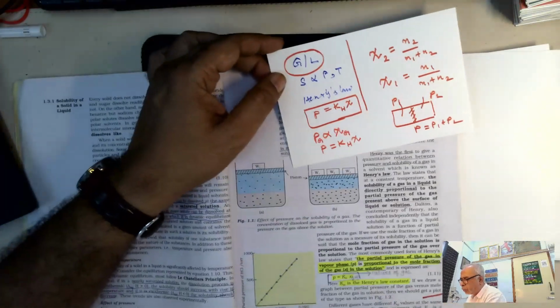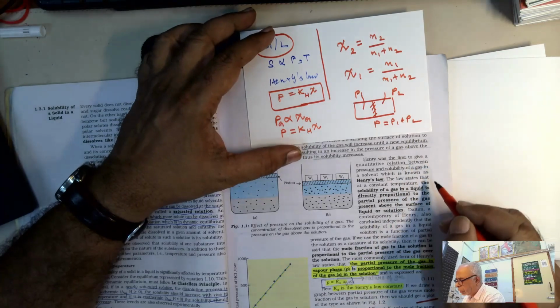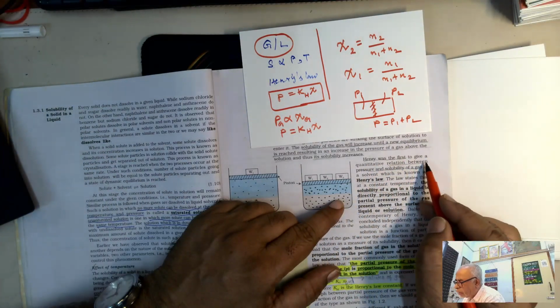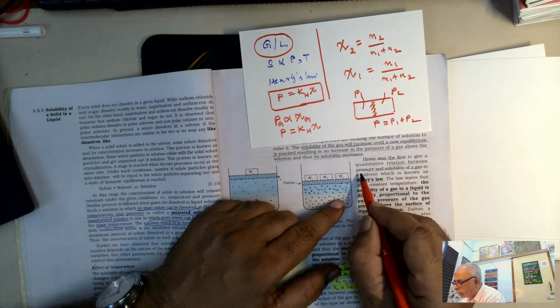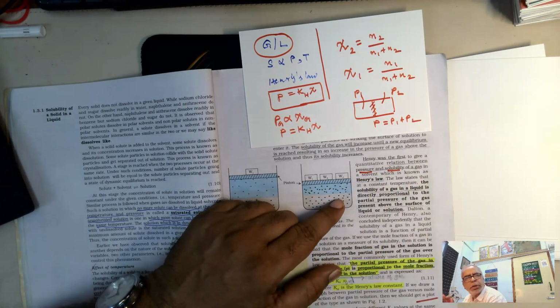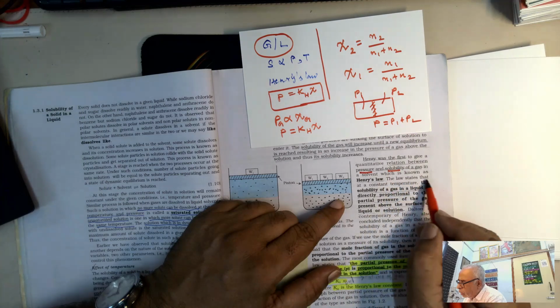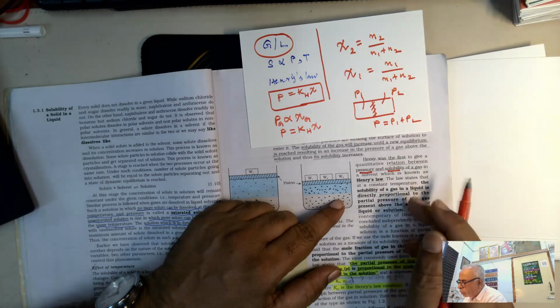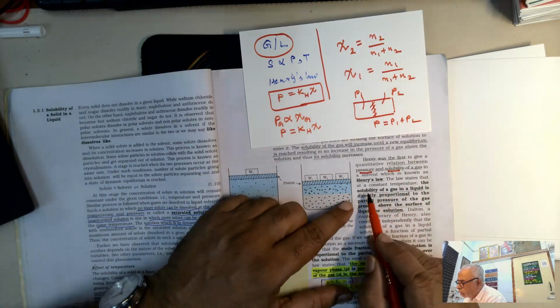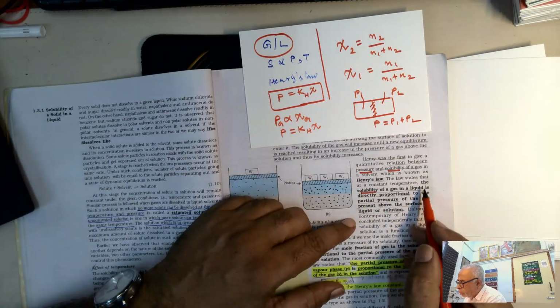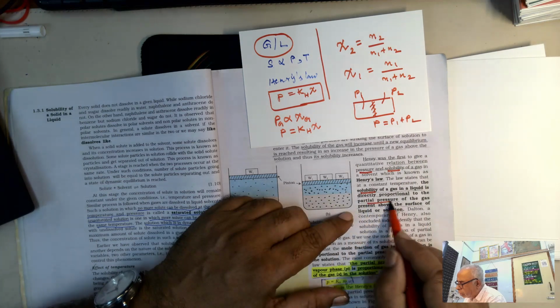And you may get a confusion. Sir, there are two definitions here. Henry was the first to give the quantitative relation between pressure and solubility. Yes, we are talking about pressure and solubility. These two factors are related. The law states that at constant temperature, so here the temperature is kept constant, the solubility of the gas, so we once again take the solubility, is directly proportional to partial pressure.